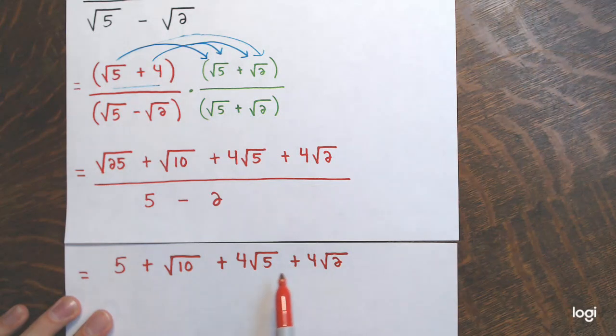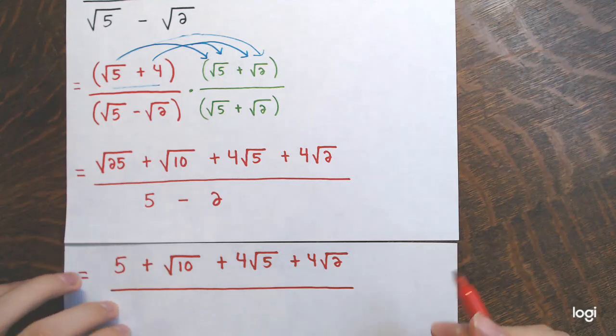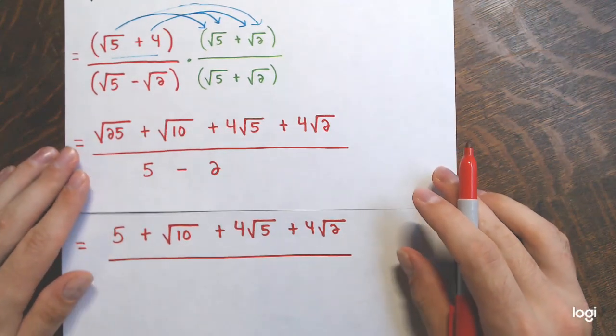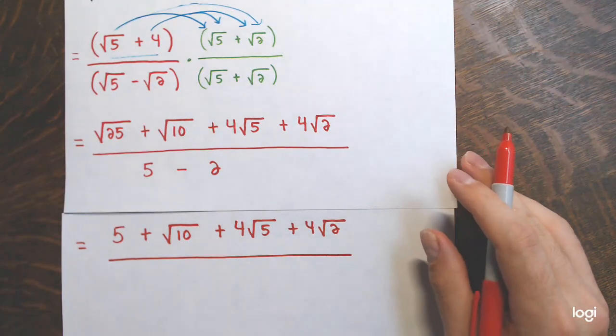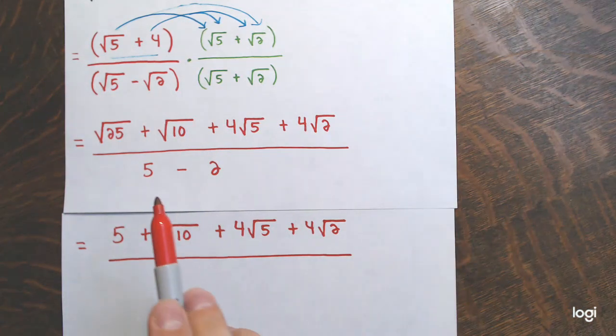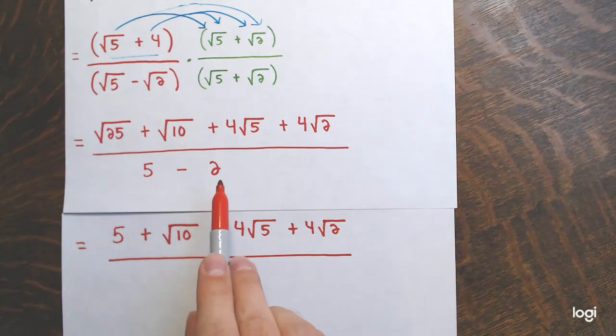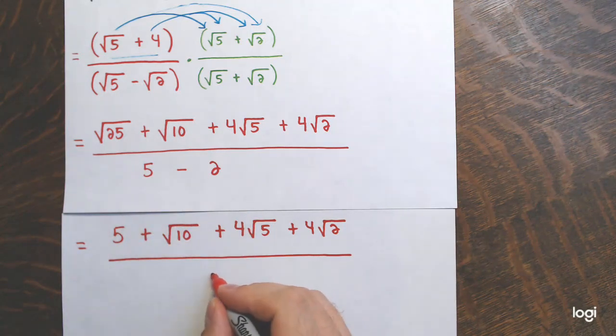And none of these are like radicals. None of these are like terms. I cannot combine any of these. This is the way the numerator would have to stay. So all of that is the numerator, that thing with 4 terms: 5 plus the square root of 10 plus 4 times the square root of 5 plus 4 times the square root of 2. The denominator is easy though. You got 5 minus 2. You can combine those. Those are constants, like terms. And that's simply 3.